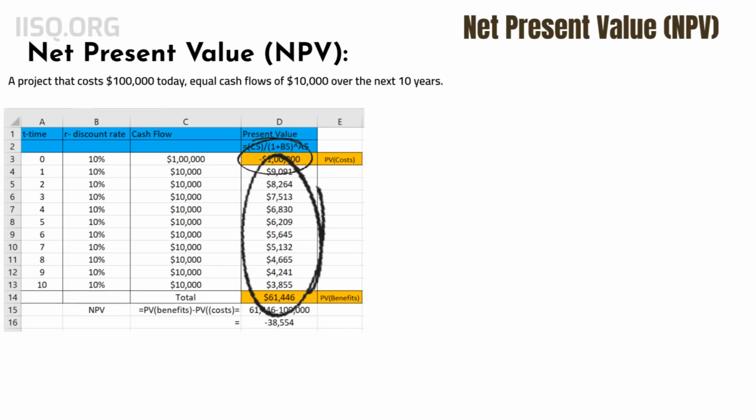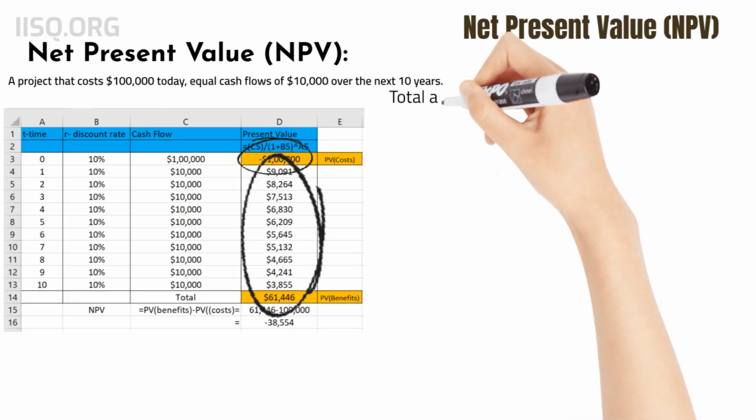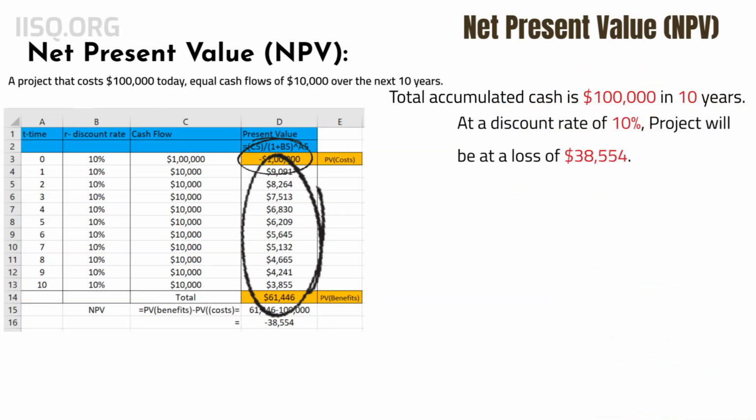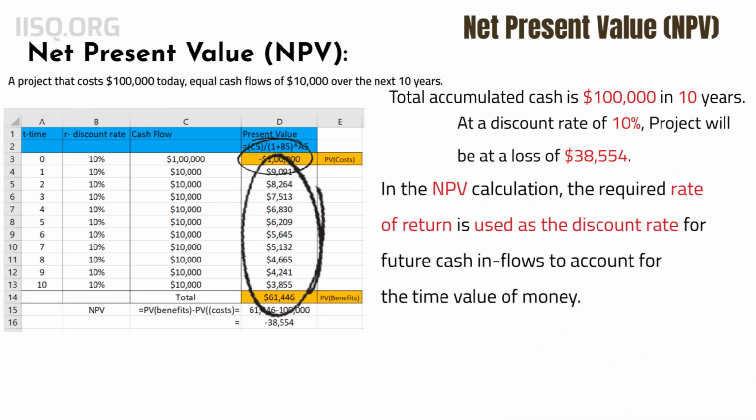It may be noted that the present value of total benefits is $61,446. Now, using the formula, NPV equals $61,446 minus $100,000, which equals minus $38,554. Here, note that though we would accumulate a total of $100,000 over the coming 10 years, at a discount rate of 10%, in today's value, the project will be at a loss of $38,554.